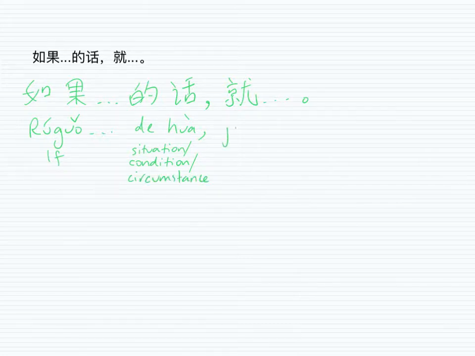Then we've got 就, a word we often use in Chinese to mean then or perhaps therefore. Something or other, full stop. So what we've got is 如果 something or other, 的话, 就 something or other. So if we've got the conditions for this thing here, then this will happen.